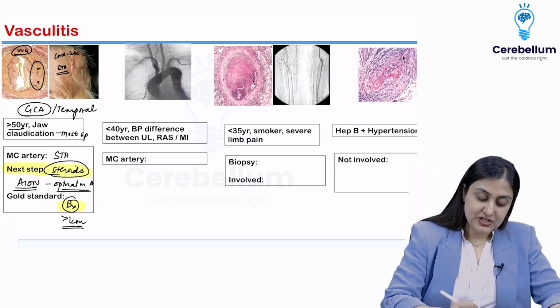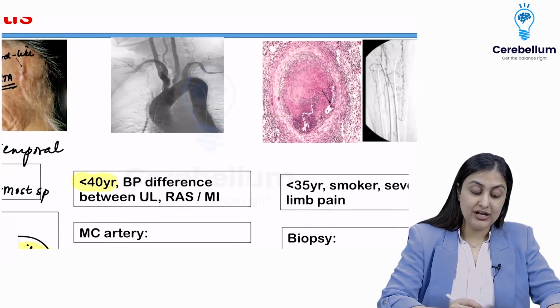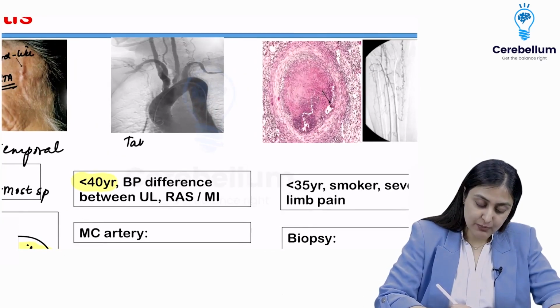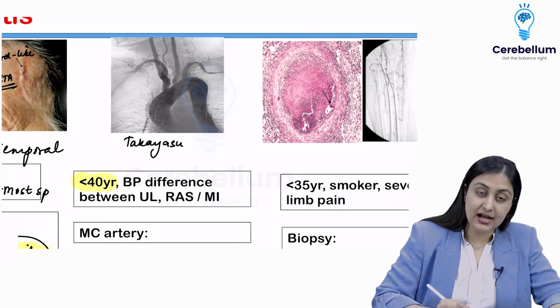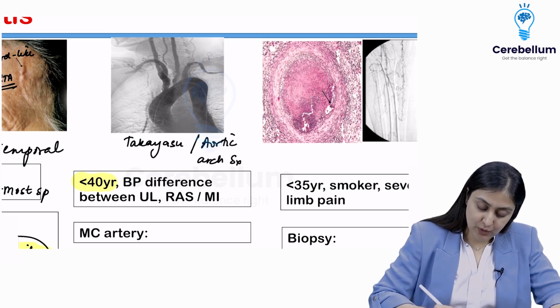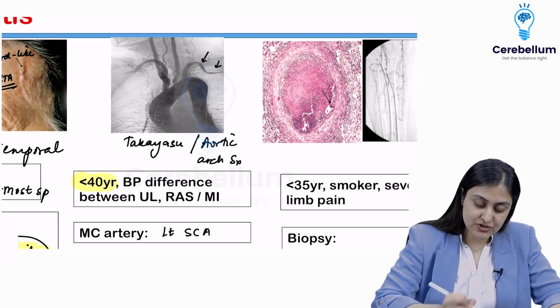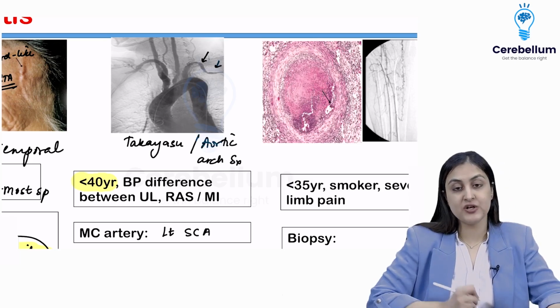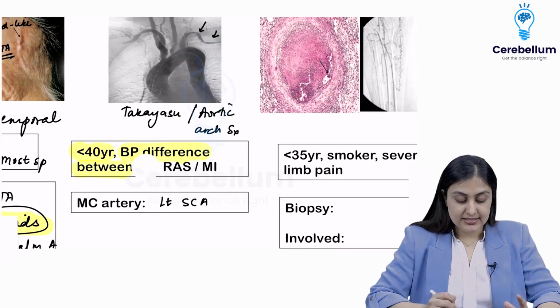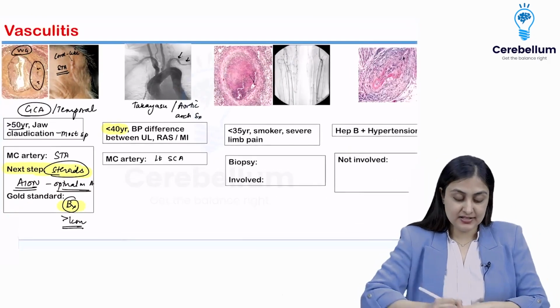On the other hand, if it's a young female and you see the aortic arch getting involved, arch vessels getting involved, this is the most common in Asians. This is Takayasu arteritis or aortic arch syndrome. The most common artery to be involved is the left subclavian artery. This is a DSA image which is showing you this narrowing of the left subclavian artery. This can present as a BP difference between the two upper limbs, a very characteristic finding.